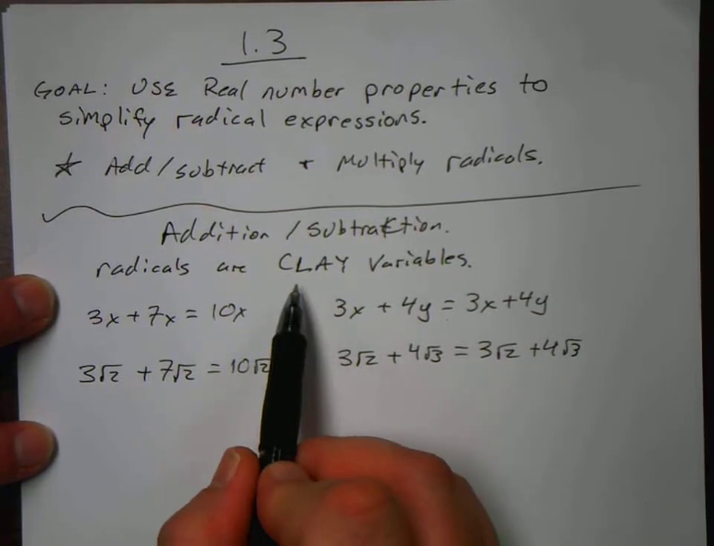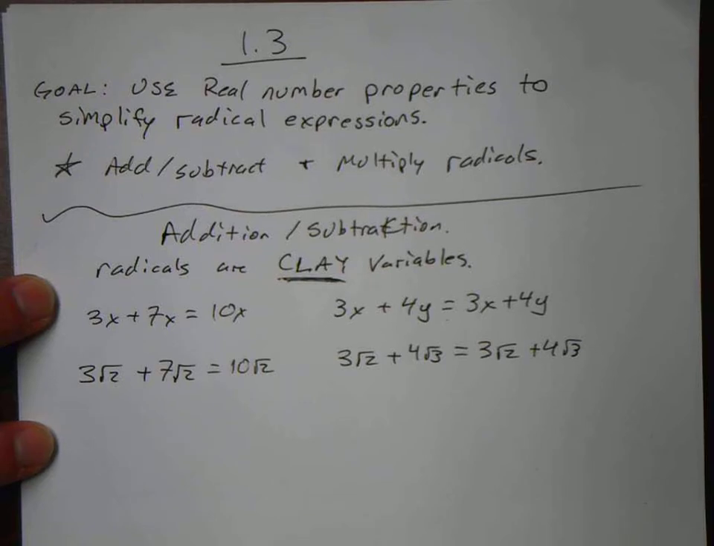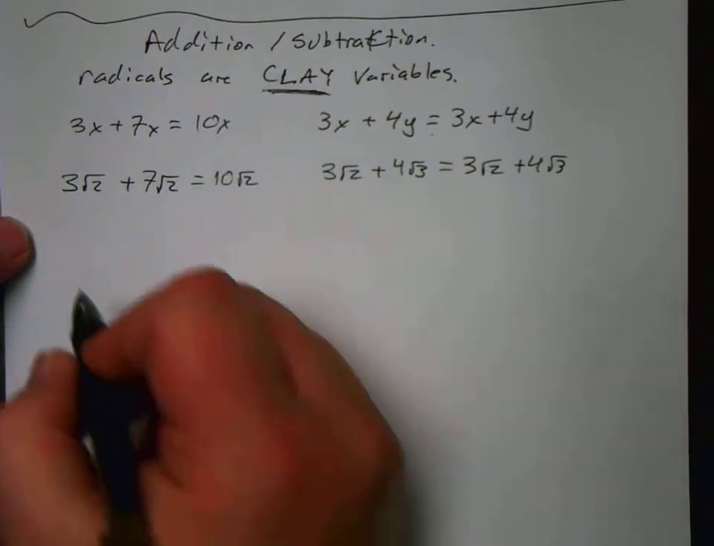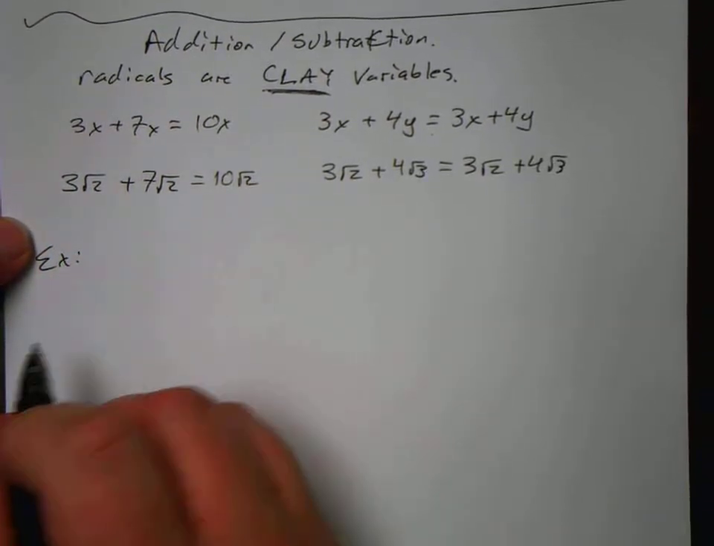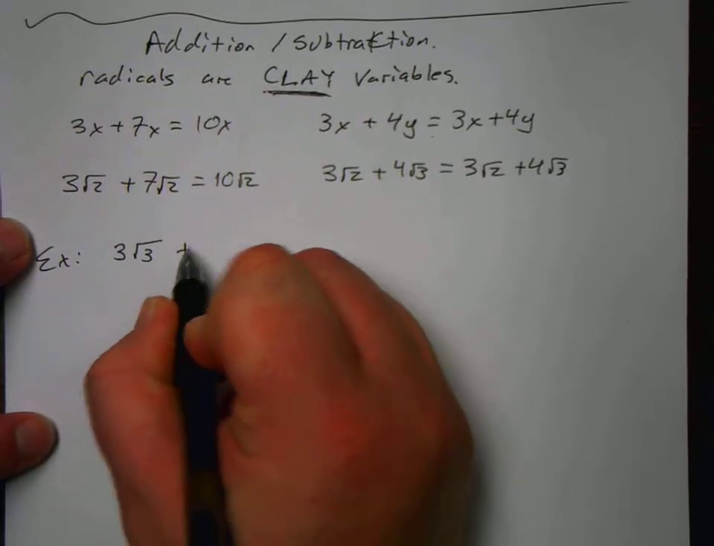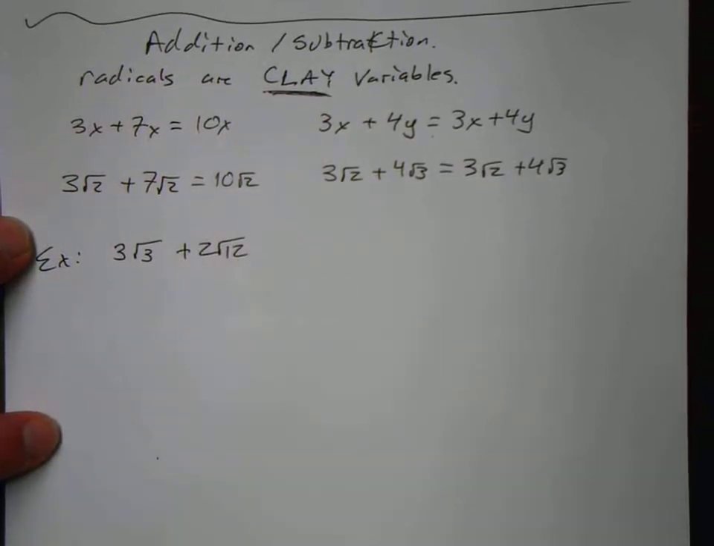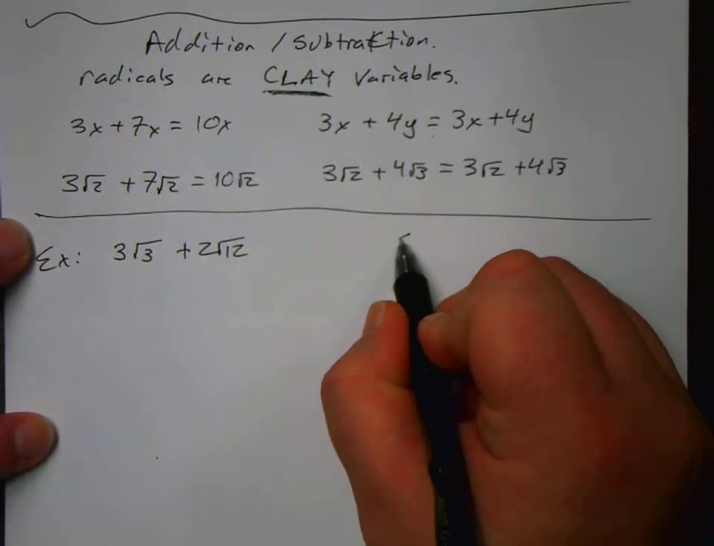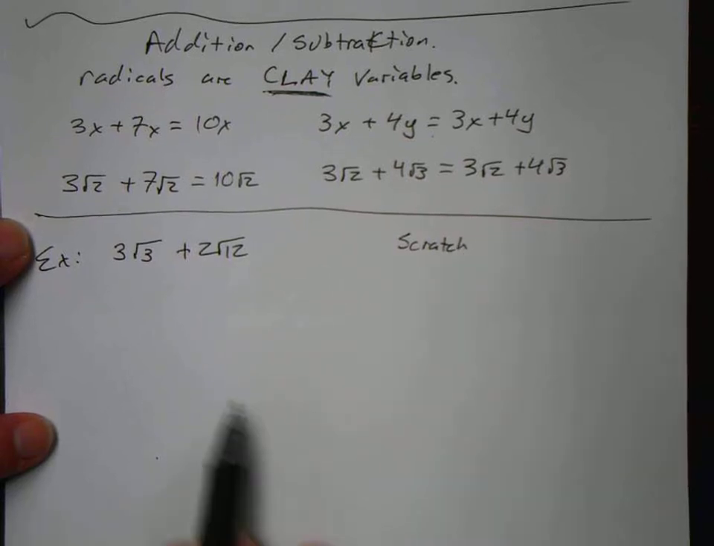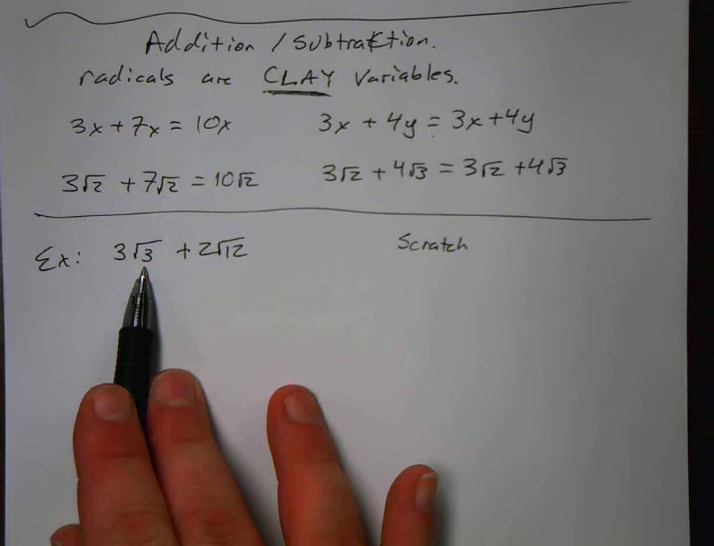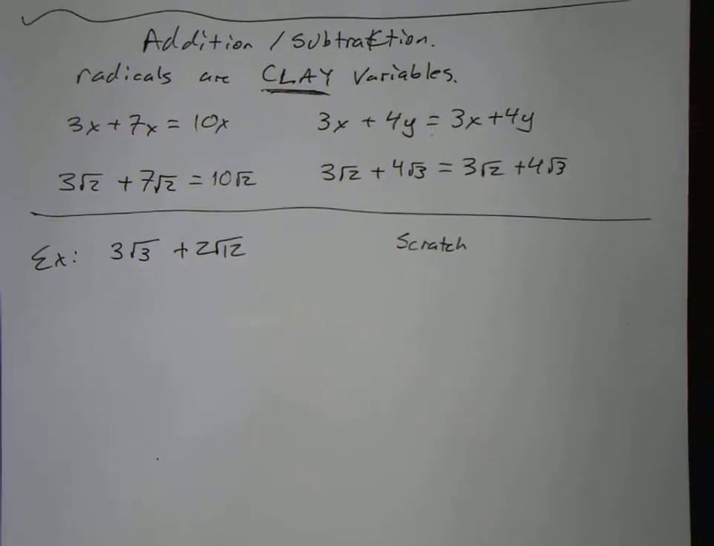Now, what do I mean when I say clay variables? Well, clay is nice because you can mold and mend clay. So let's take a look at an example here. An example you might see would be something along the lines of 3 square roots of 3 plus 2 square roots of 12. Well, over here on my scratch work, I need to take a look. The square root of 3, I cannot mold in any way, shape, or form. But the square root of 12, I can.